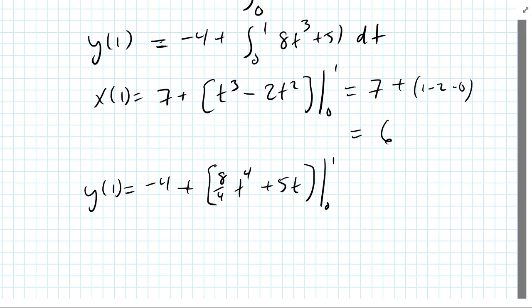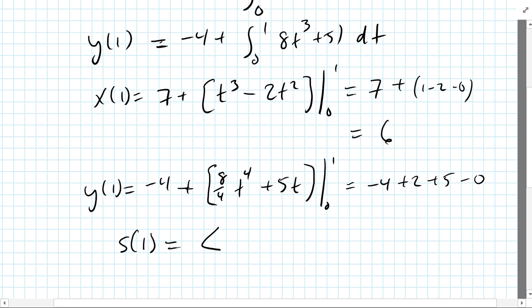Okay, so when I plug it in, I'm going to get negative 4 plus 2 plus 5 minus 0. So my position at time 1 is equal to (6, 3). Much easier. And we're done today.